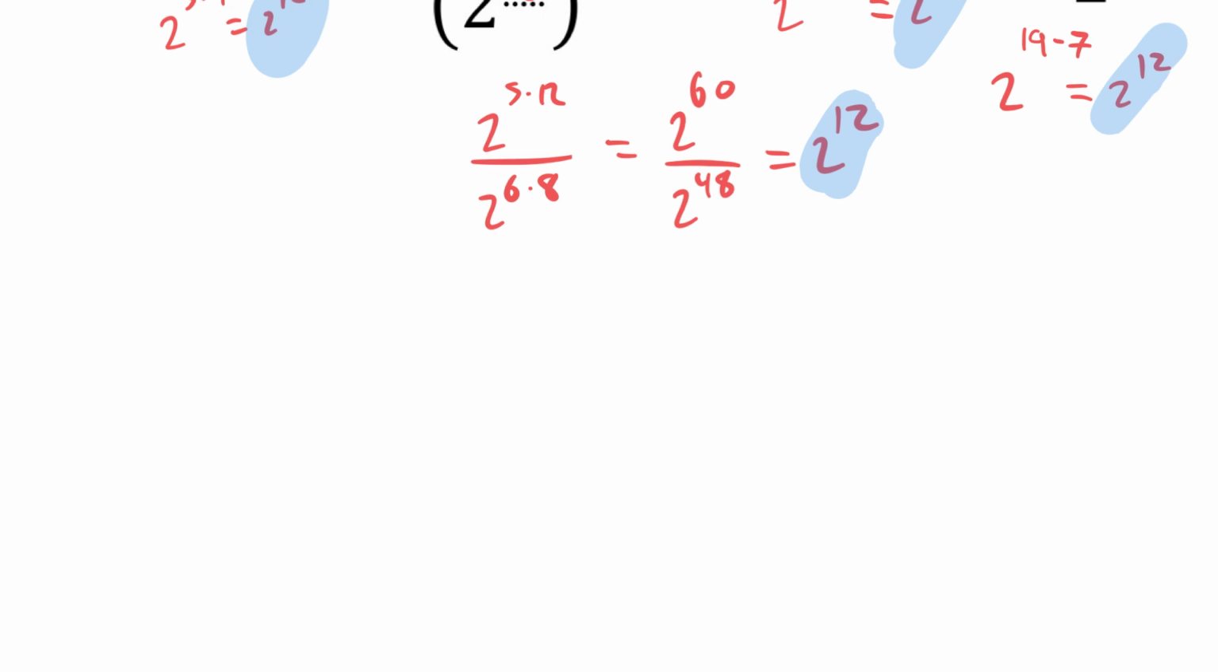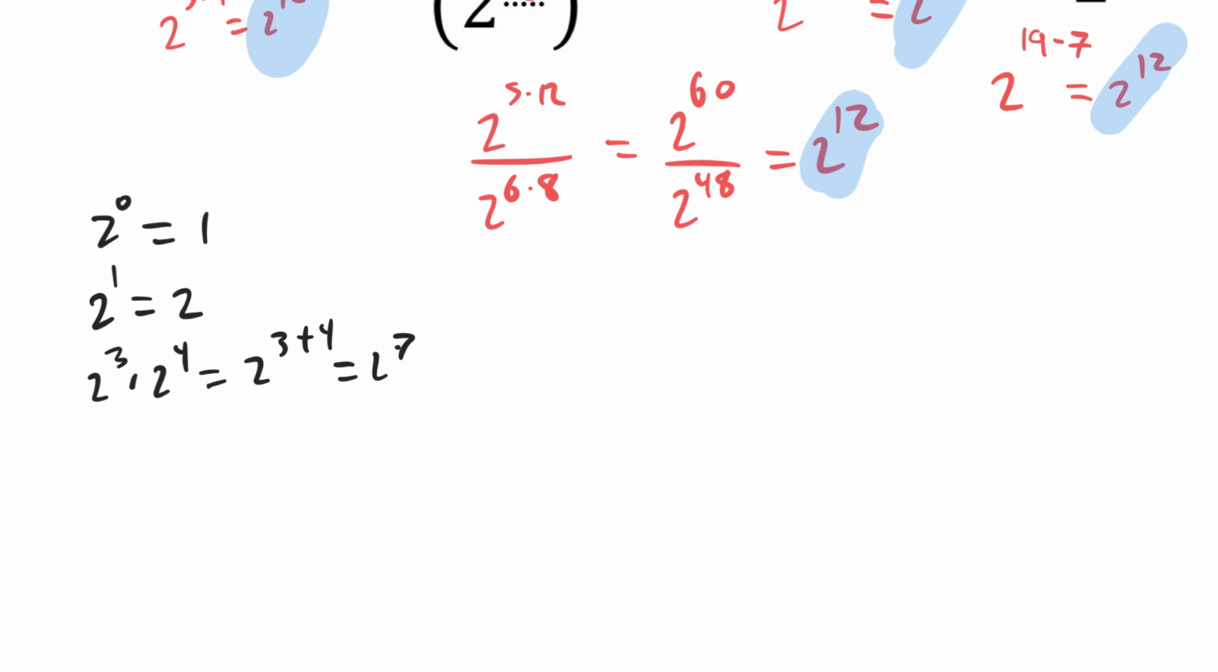So just real quick, in case you forgot, we'll write it with a 2, but it works with any number. 2 to the power of 1 is 2. 2 to the power of 0 is 1. Anything to the power of 0 is 1. If you have 2 to the power of 3 times 2 to the power of 4, you get 2 to the 3 plus 4, which is 2 to the 7.